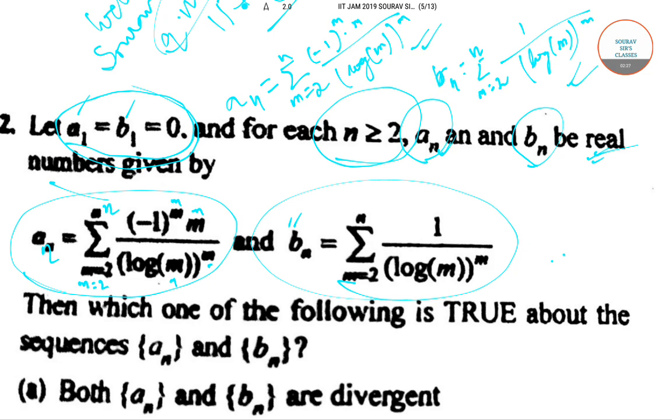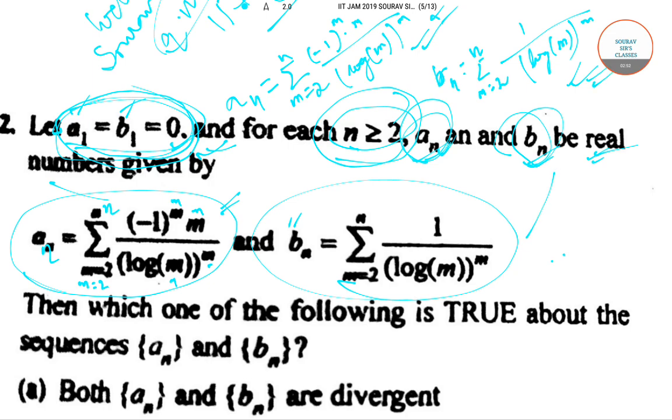Now in the question you can see that a1 and b1 are both equal to 0, that is, the sequence is starting from 0, and whenever n is 2 or greater than 2, the value of a and the value of b can be written in the general form, that is, in this form or in this form.